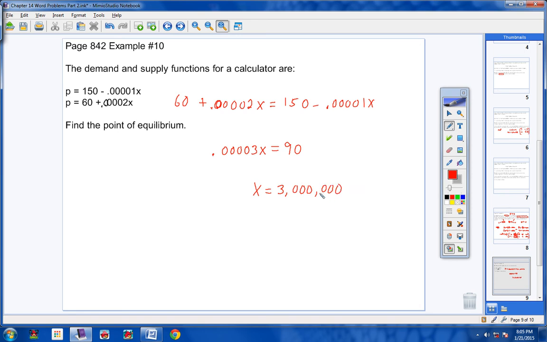Now, we're going to put that back in for x up here. And by the way, you can put it in for this x here, or for this x here, either way, and you'll get the same answer. If you put 3 million in for x and simplify, you will get this right here for p: $120. So, 3 million units is the x value. That's how many units you need so that your p, the price for your demand and supply functions, is the same.